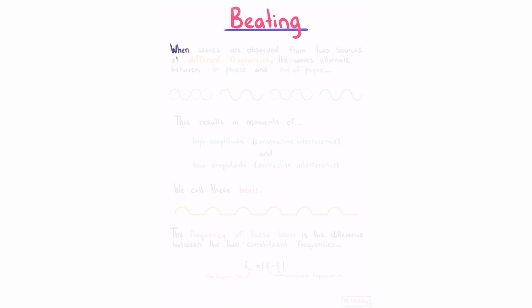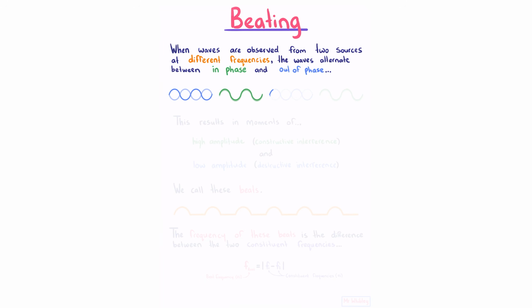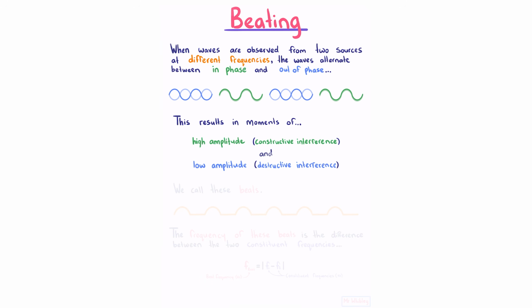Beating. When waves are observed from two sources at different frequencies, the waves alternate between in-phase and out-of-phase, and so we have out-of-phase, in-phase, out-of-phase, in-phase. This results in moments of high amplitude or constructive interference, and low amplitude destructive interference. We call these beats, and the resulting sound wave might look something like this, with high amplitudes and low amplitudes or cancellation in between.